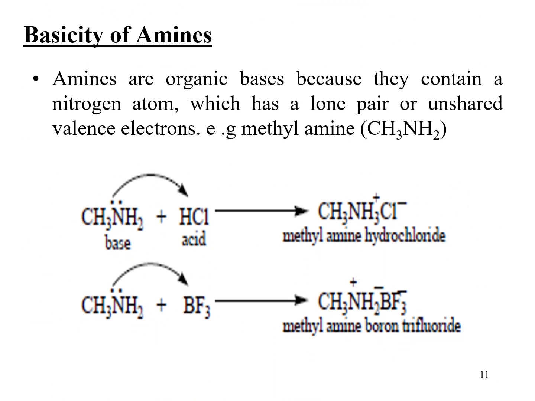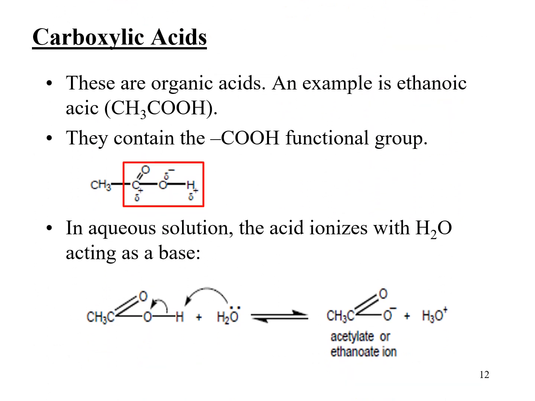Amines are organic bases because they contain a nitrogen atom. And this nitrogen atom has a lone pair of electrons or unshared valence electrons. So the more available this lone pair of electrons is, whether these amines are strong or weak will be determined, as we will see in the subsequent slide. But remember that amines are bases because they have lone pairs of electrons.